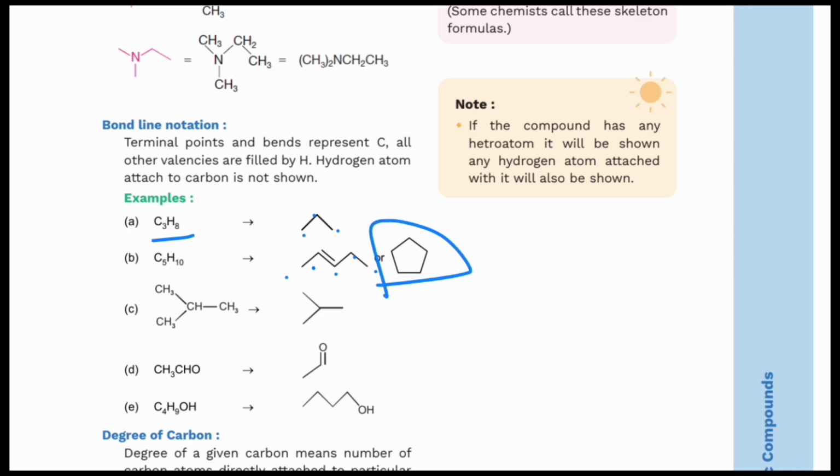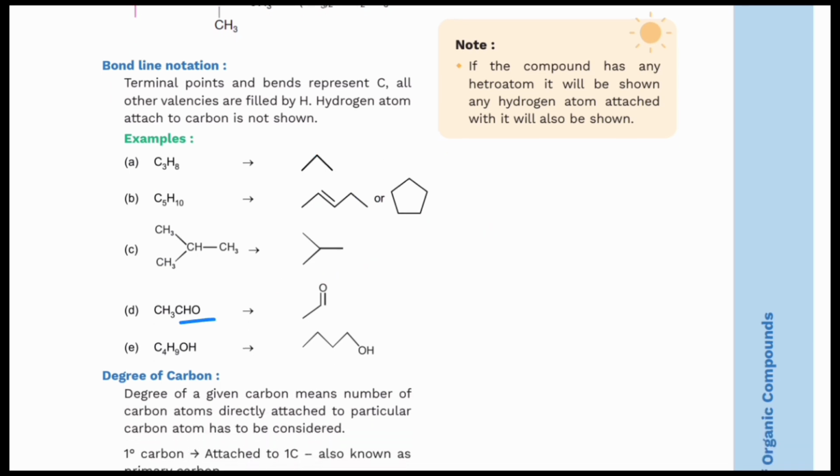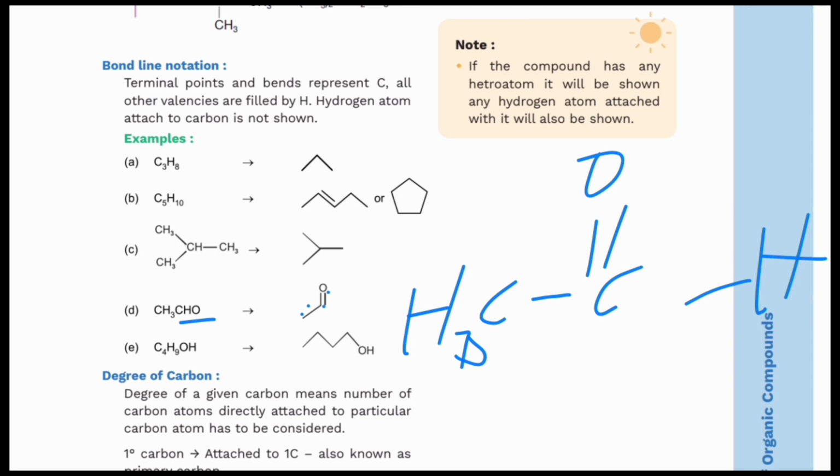Okay, or you can write this as well. This is cyclopentane. Okay, you can see here we have oxygen, so we will write like this. This is one carbon, this is second carbon here, and is attached with double bond. Okay, or we can write like this: CH3 and C double bond OH.